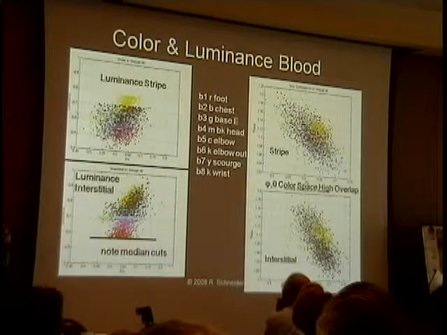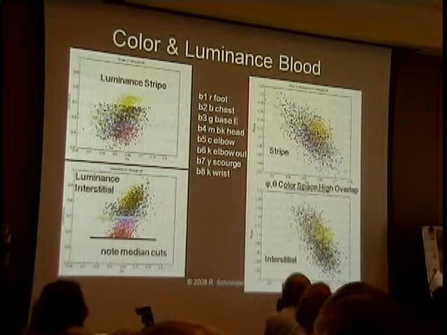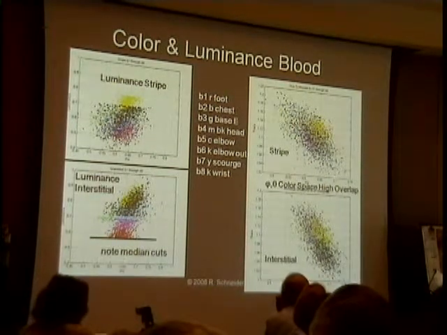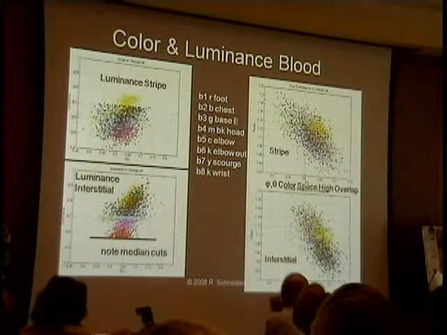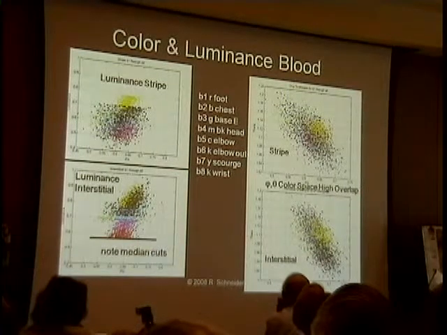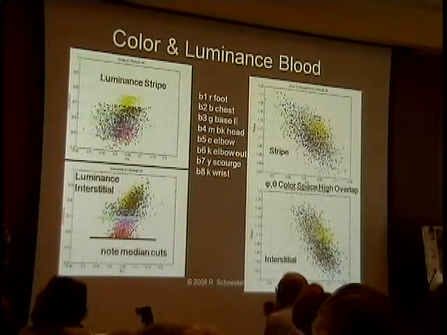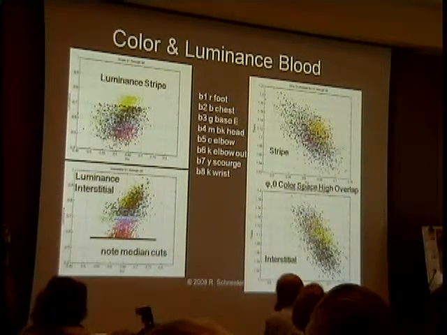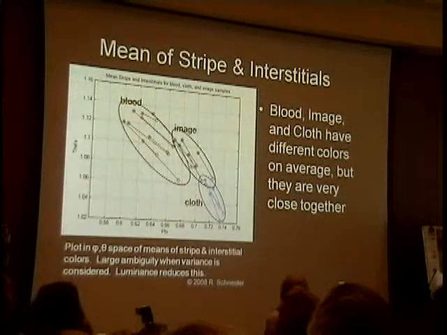This is color and luminance. This is some data about when you take the values. Notice these. This is the color in phi theta space. This is the color of the stripe. This is the color of the interstitials. They are almost exactly the same, which means that despite the fact that they're different in brightness, they're almost exactly the same color. When you do the median split, for different blood stains, the median is at different places. So there's more or less blood in these different places.